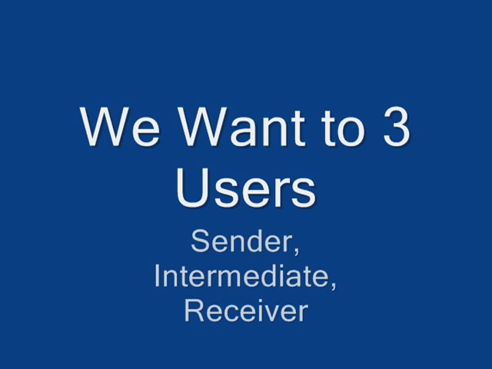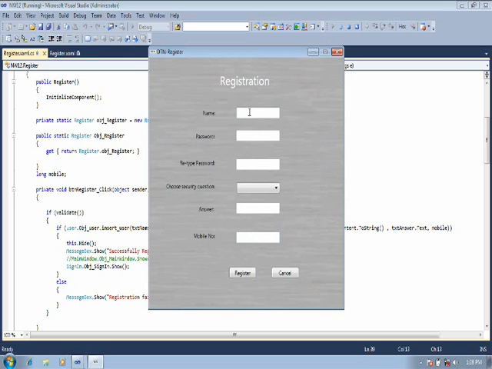First we want three users. First of all, one is the sender, another one is the intermediate, and the third one is the receiver. First we are going to run the sender. We run the project, then we're going to log in. We go to the registration page.